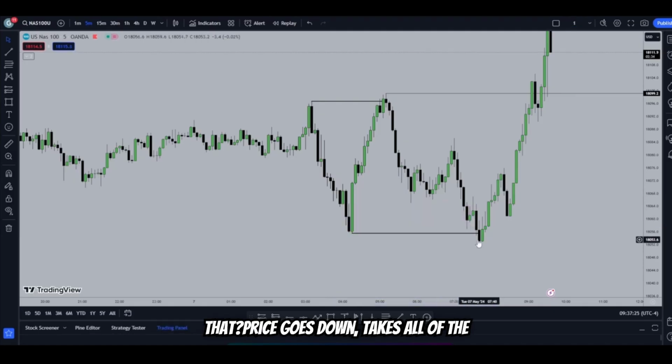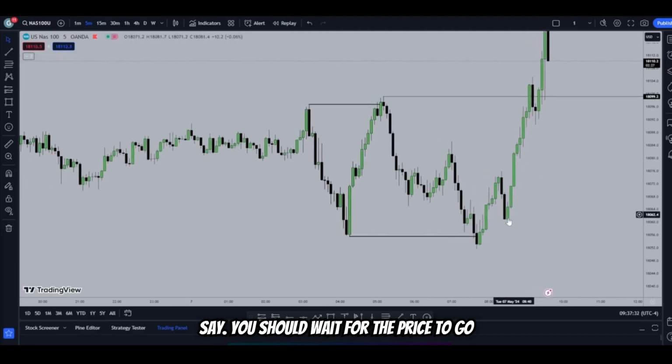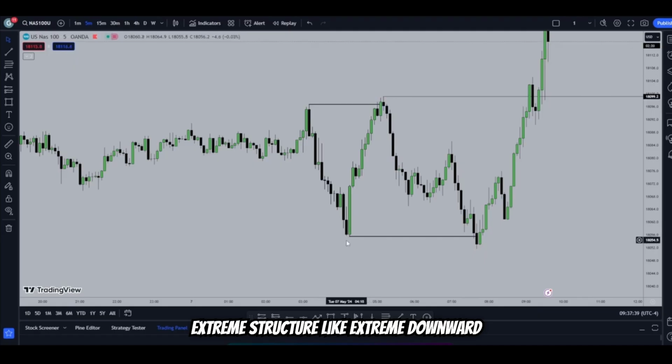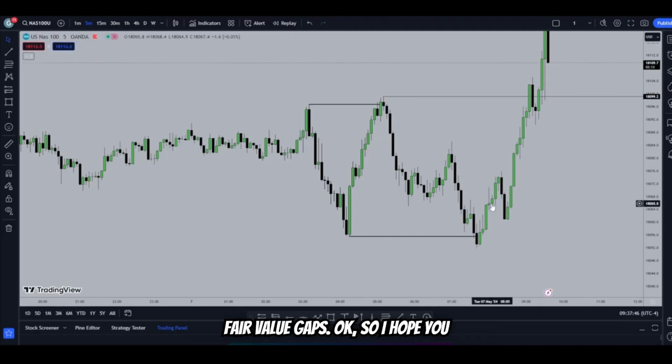But what happens after that? Price goes down, takes all of their stop losses, and then it goes up. That's what I'm trying to say. You should wait for the price to go and take the extreme structure, the extreme downward structure over here. Once it has gone down to that, then look for your order blocks and fair value gaps. So I hope you understood this.